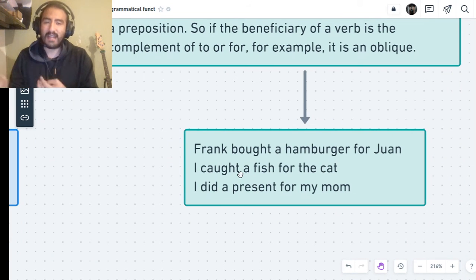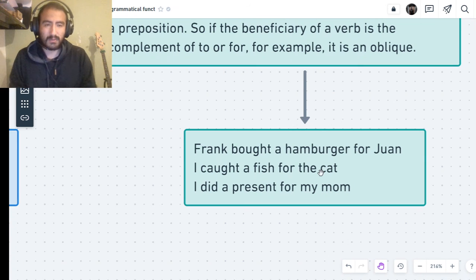What is Frank doing? He's buying a hamburger. For who? For Juan. As you can see, it's the same question as in the indirect object, but in the oblique object, we have the preposition for.